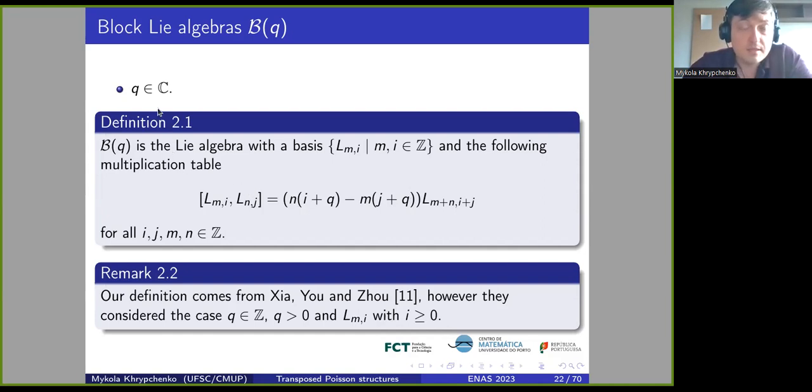In this case, we have the following coefficient, which depends on the indices and on the parameter Q as well. At least for me, it was in the original paper that this class of algebras appeared. This was the paper of a group of Chinese mathematicians. However, they have some restrictions on the parameter and on the indices of these basis elements. But in fact, we considered the general case and studied this case.